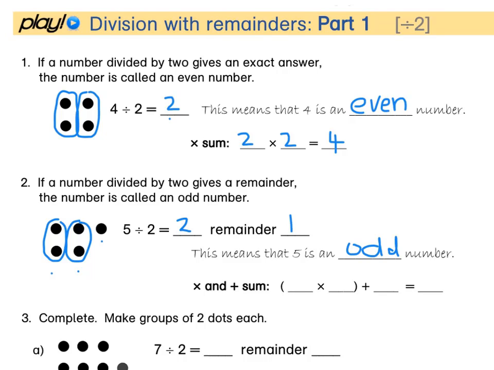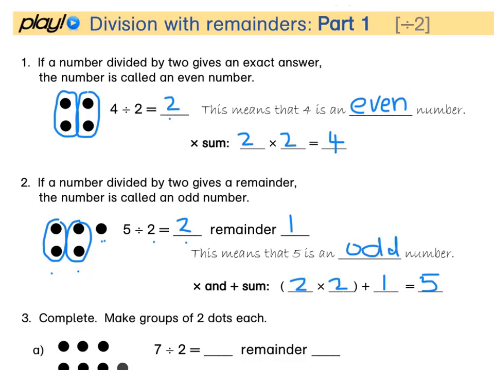Now, to check our answer, we're going to times these two together, 2 times 2, and we plus our remainder. 2 times 2 is 4, plus this 1 gets us back to our original 5.